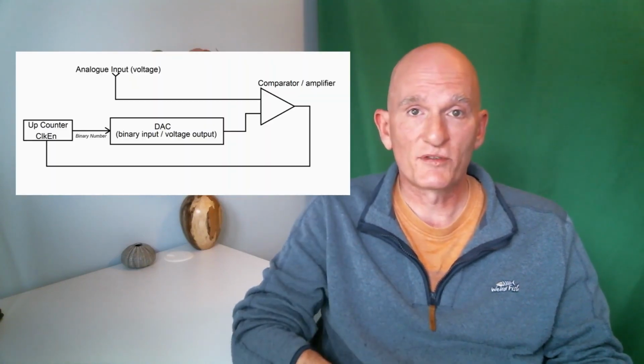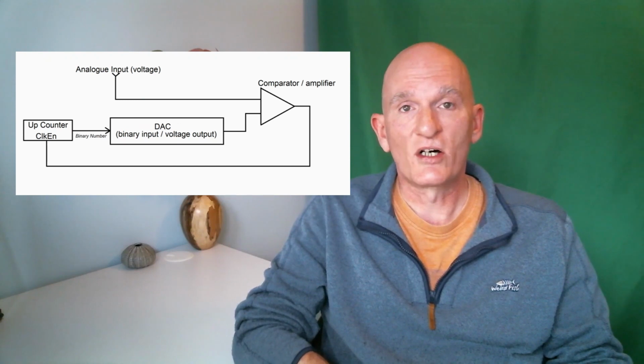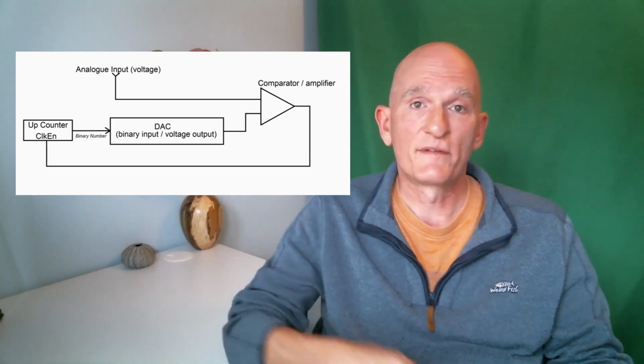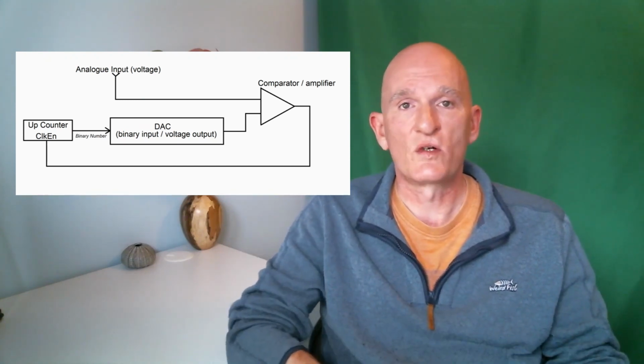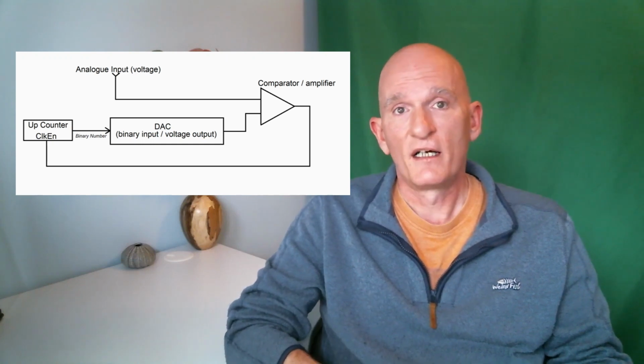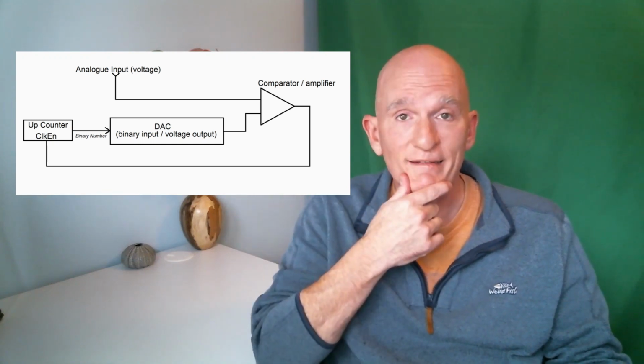Okay, so now we know how we get from a binary number to a variable voltage on a pin on a microprocessor or whatever the digital to analog converter is. So how do we get from an analog voltage back to a binary number? Well, I'm going to pop a diagram up on the screen here, and in that diagram you'll see that at the top there we've got our analog input. So that's the analog input that we want to measure, and that analog input goes into a comparator.